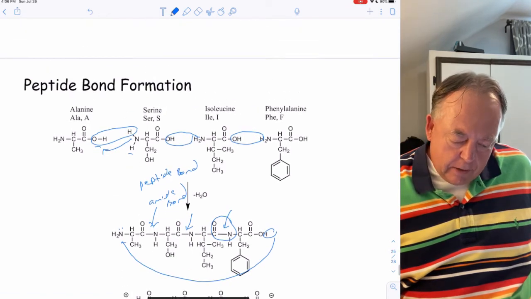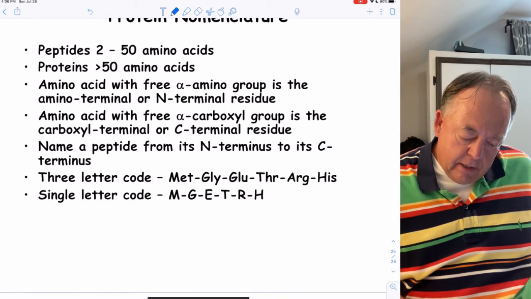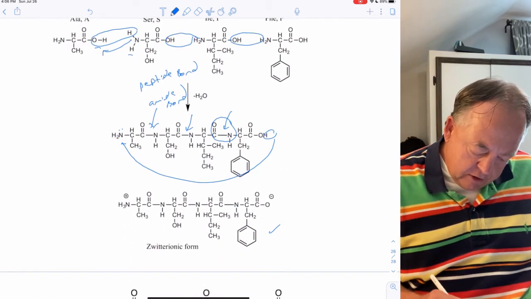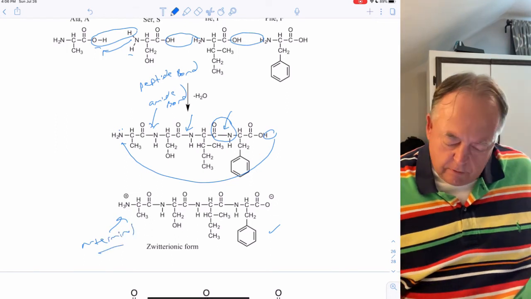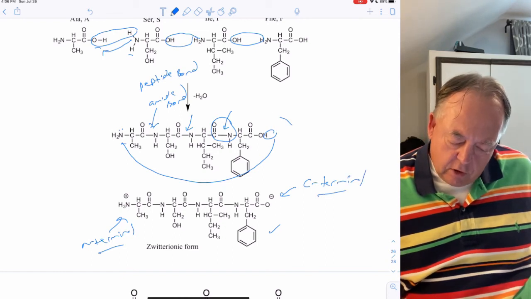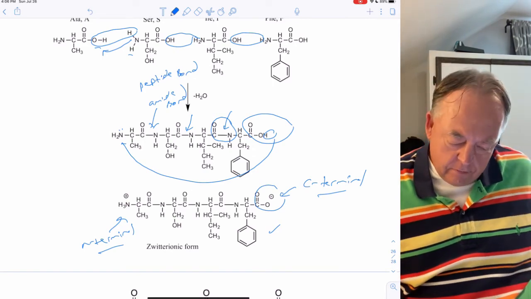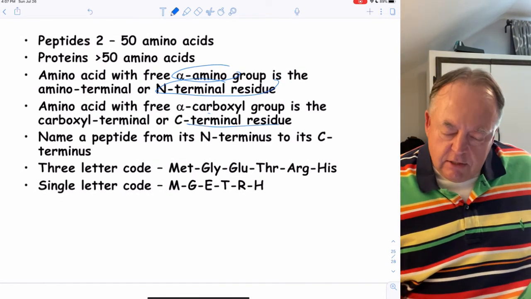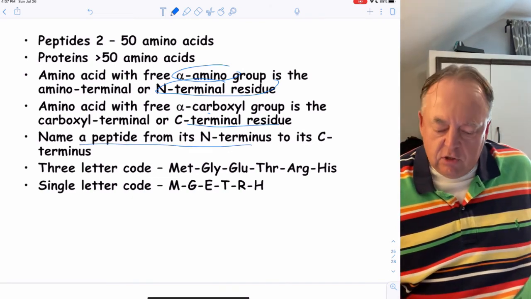So okay, how do we name peptides? Some terminology here for you to know. The free amino end is called the N-terminal end. So this is the N-terminal. That's the N-terminal end, and this is what's called the C-terminal end. So where you have the carboxylic acid at the end, that's the C-terminal end, or the carboxylate if you consider it in its Zwitter ionic form. Okay, so N-terminal end, C-terminal end, you should understand what those terms mean. And if you name a peptide, you name it from the N-terminal to the C-terminal end.